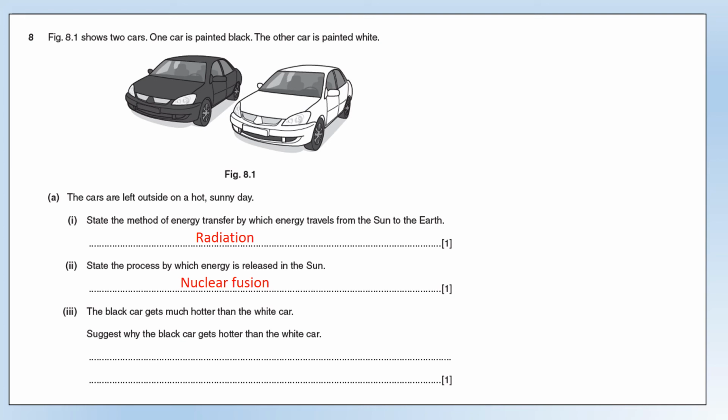The black car gets much hotter than the white car. Suggest why it gets hotter than the white car. Well, it's due to the fact that it is a better absorber of radiation. So black is a good absorber of radiation. White is very reflective for the type of radiation that we've got coming from the sun.